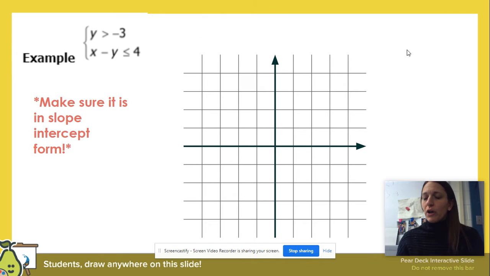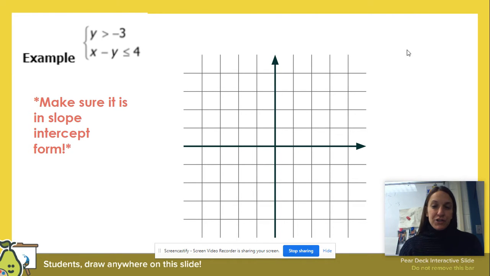Okay, let's talk about what you would do if we had a system of inequalities. That means two inequalities that we have to graph. So we're going to do this the same way we just did the last two problems, but you're going to have two on each graph. So you will graph the first inequality, you will graph the second inequality.